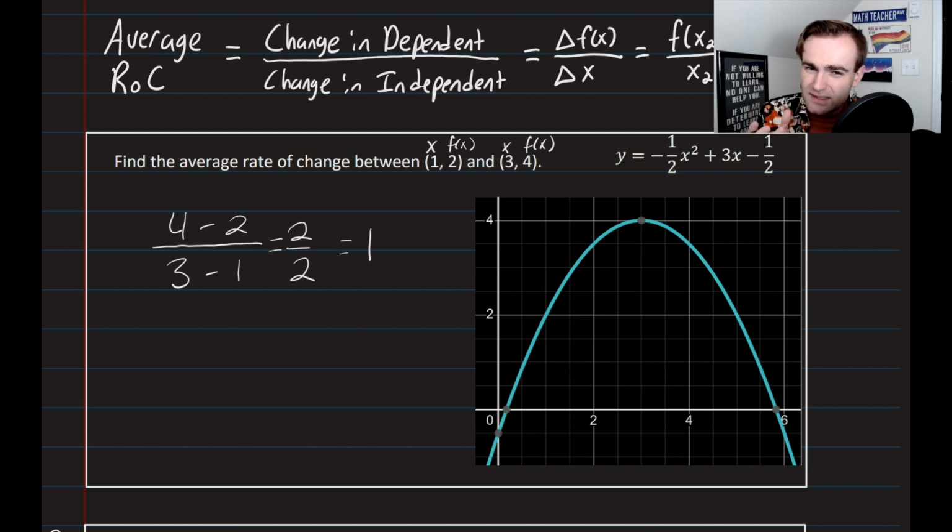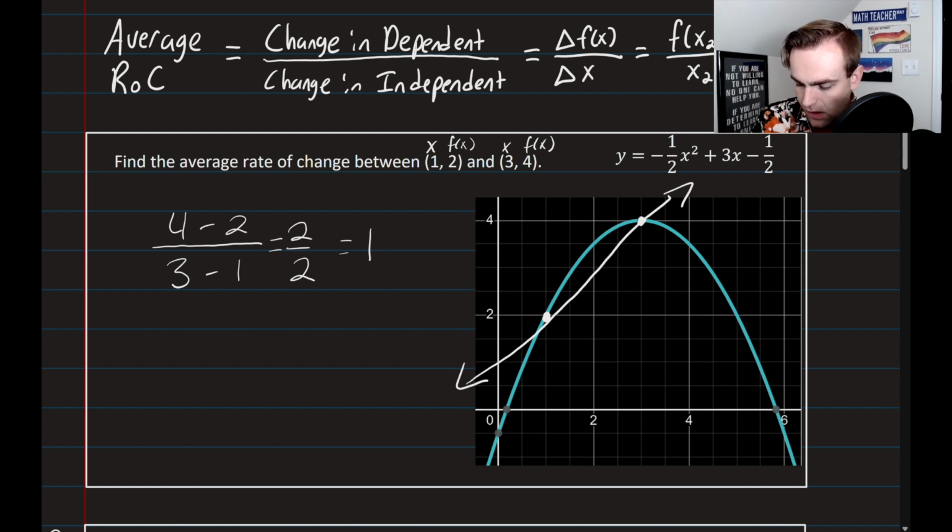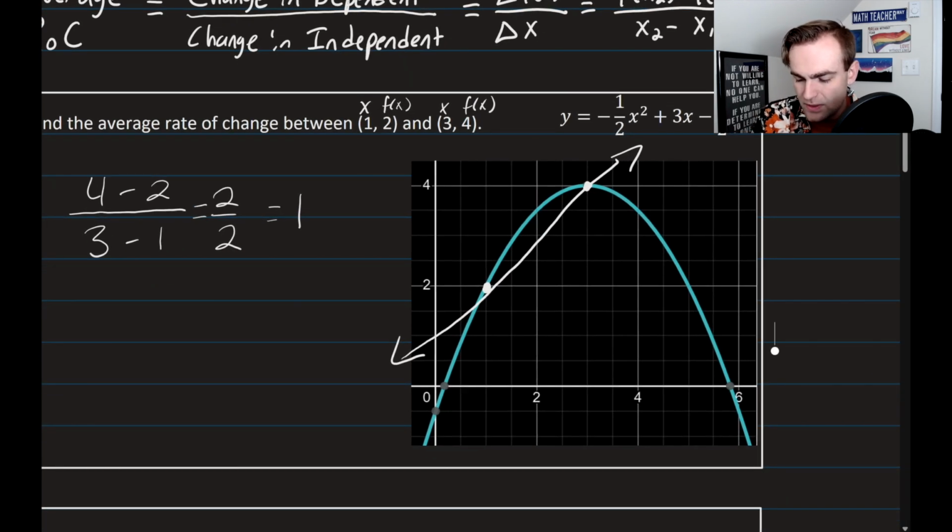What does that look like graphically? Like, how do we represent that graphically? Well, if I draw those 2 points, if I put a point at 1, 2, and 3, 4, and then I draw that line, the slope of that line is our average rate of change. And because these 2 points occur on our curve, this line has a special name. It is called a secant line.